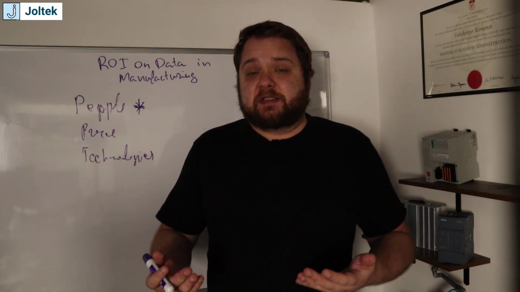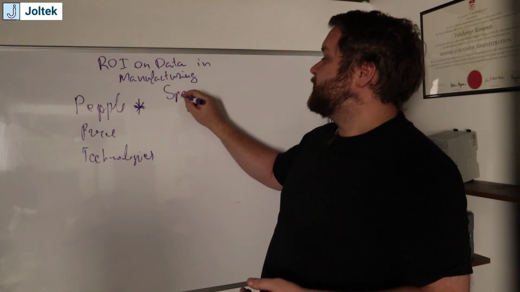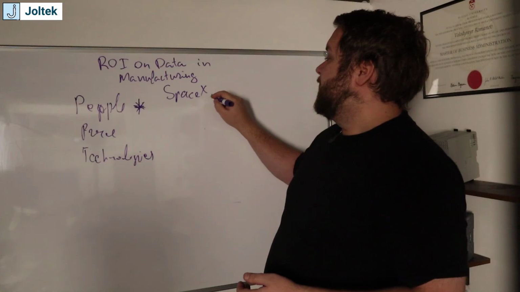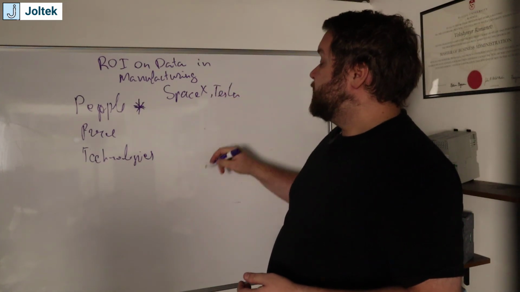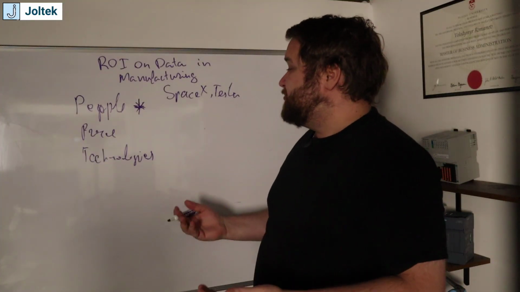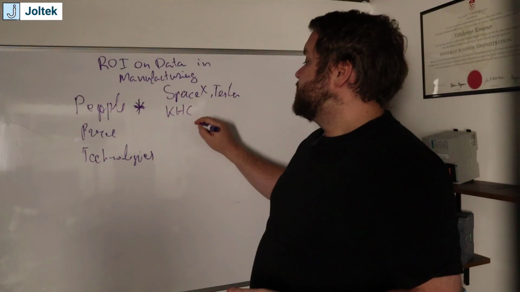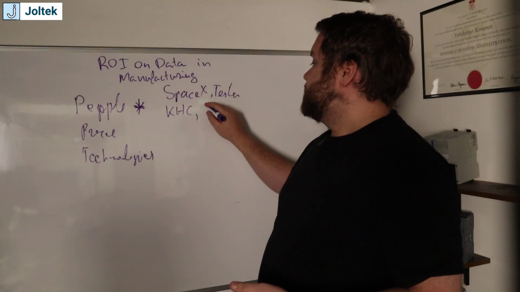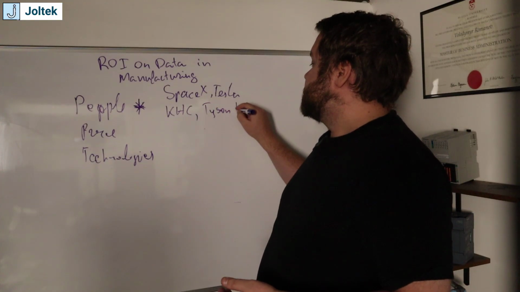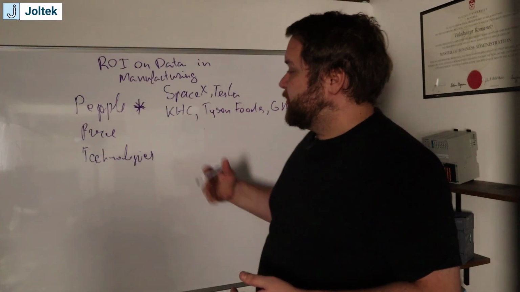And to illustrate this example, let's take two extremes. On one side, let's say you have SpaceX or Tesla, versus on the other side, you have some of the food and beverage facilities. I have worked at Kraft Heinz, KHC, maybe you have your Tyson Foods, you have your General Mills, and the list goes on.